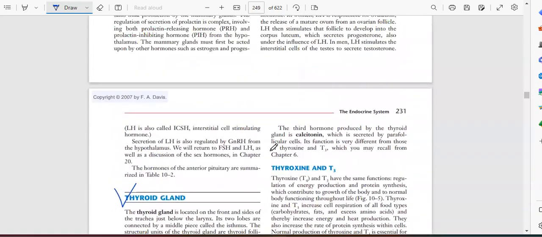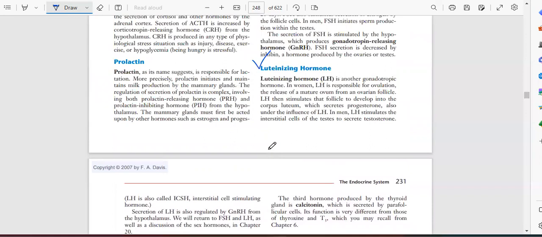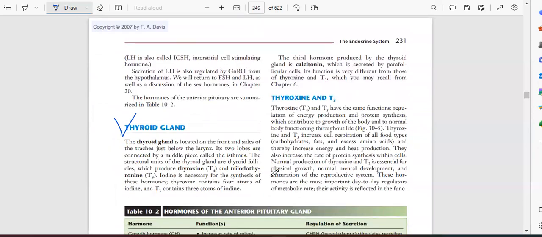Okay, so they are the important hormones which are released by the anterior pituitary gland. Yesterday we talked about those things. Today we will talk about the thyroid gland in detail.